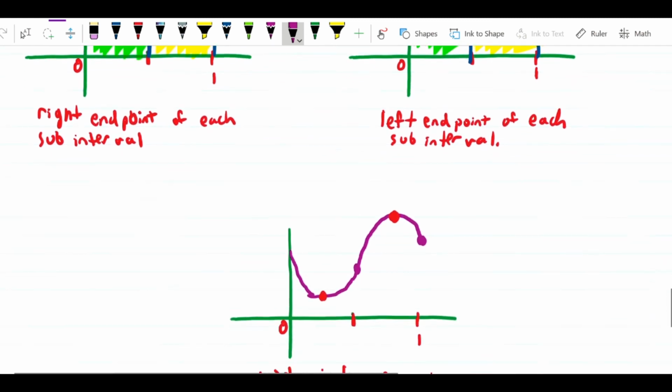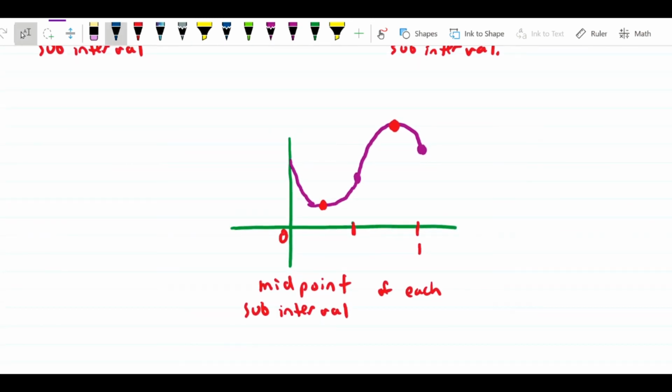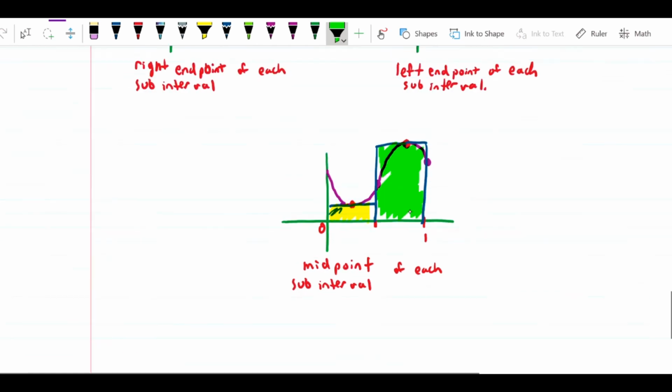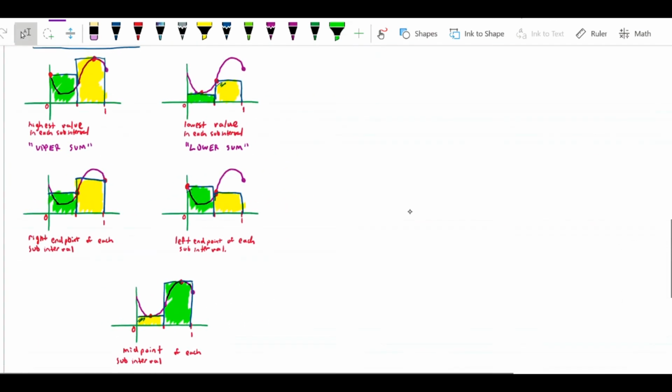Another method that you can use is you can choose the midpoint of the subinterval. We use that one a little bit less. It comes up in a different context, but I thought I'd put it here just for completeness. Draw in these rectangles here, and I'll shade them in. Okay, so we now have five different ways of choosing the height of the rectangle that's going to represent each subinterval.